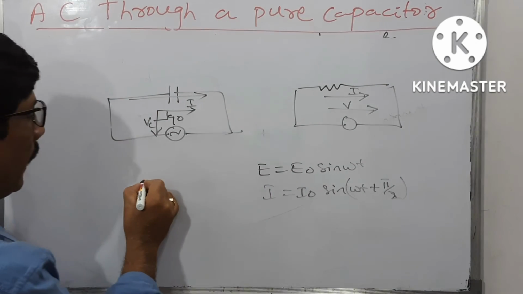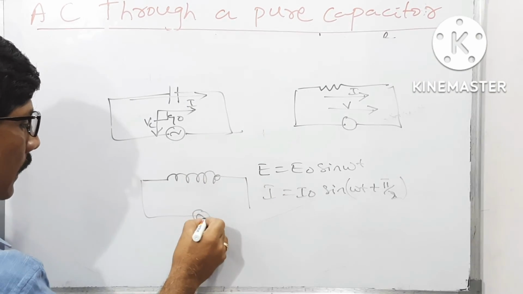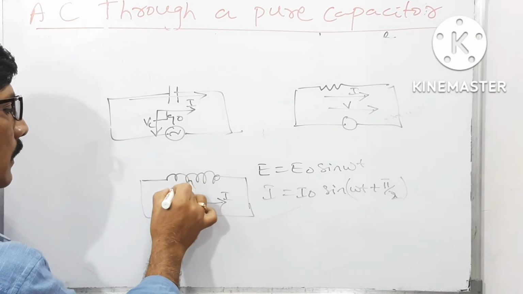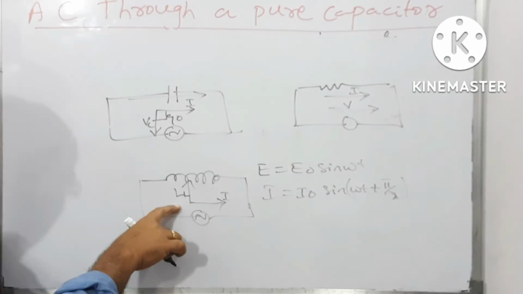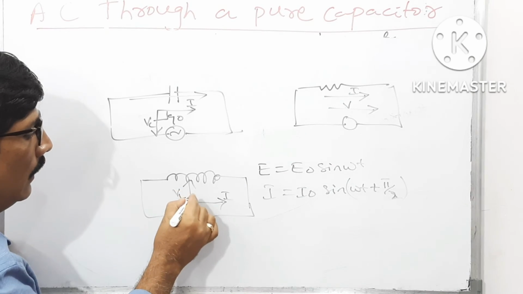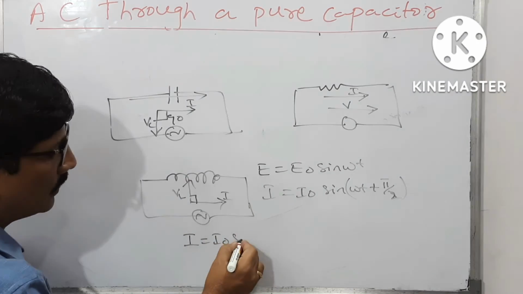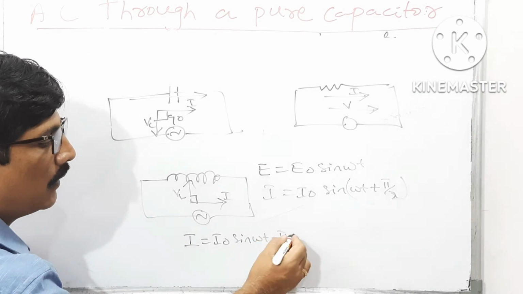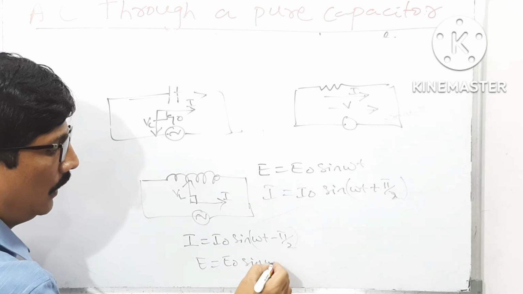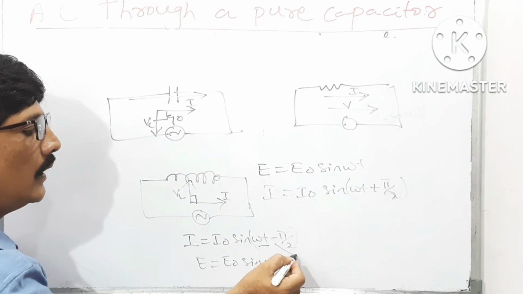But if you take the pure inductor circuit, we already discussed in the last class. If it is a pure inductive circuit, if the current is in this direction, the voltage will be in this direction. This is VL, the voltage across the inductor. The formula for this is what? I is equal to I naught sin omega t minus pi by 2. E is equal to E naught sin omega t.